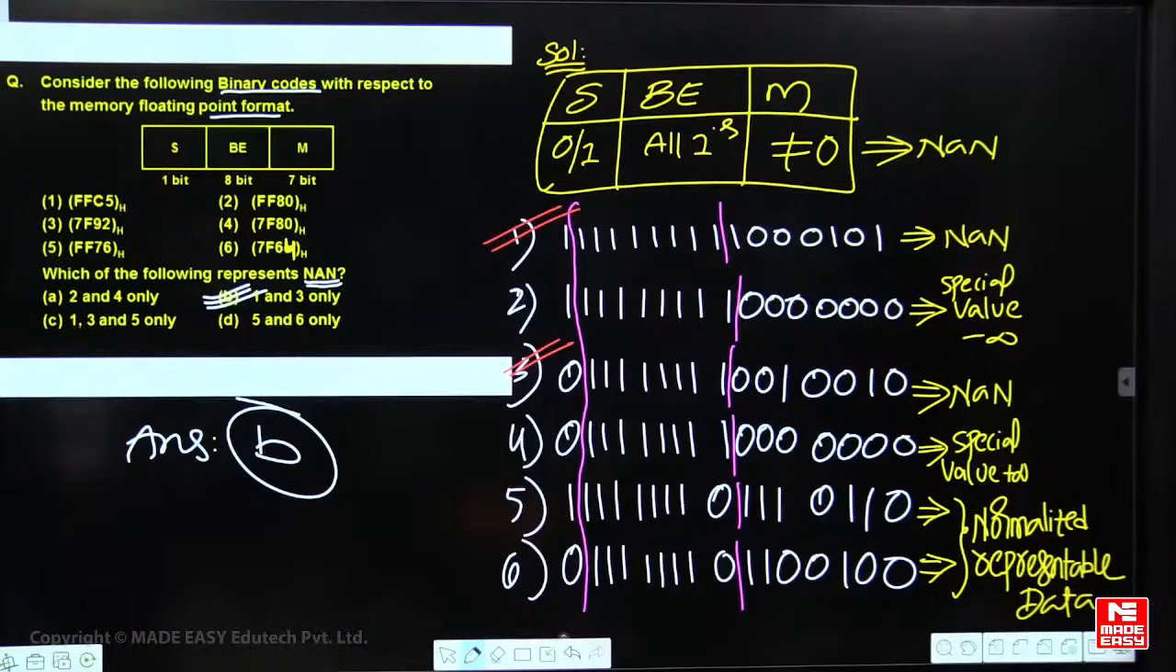Very good. Ratnesh Pandey, right answer. B option. Thank you. Yashika, your answer matched.